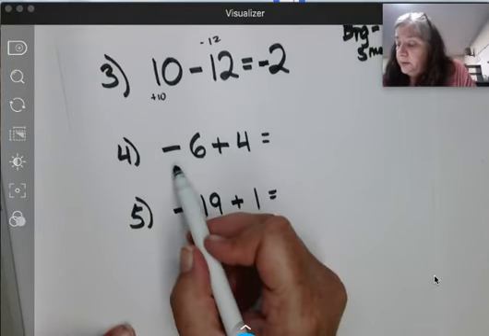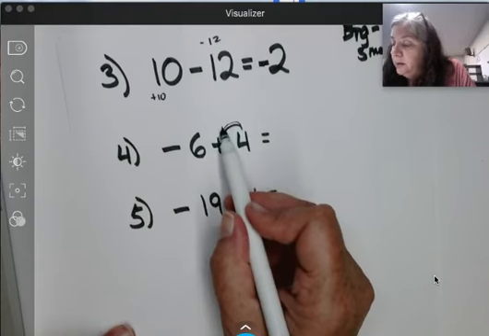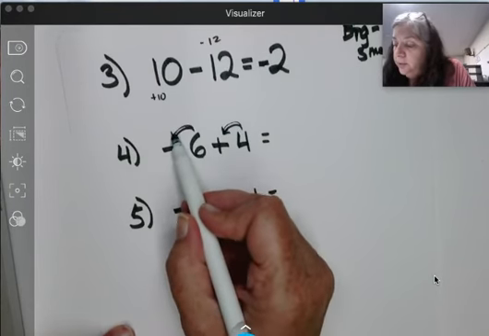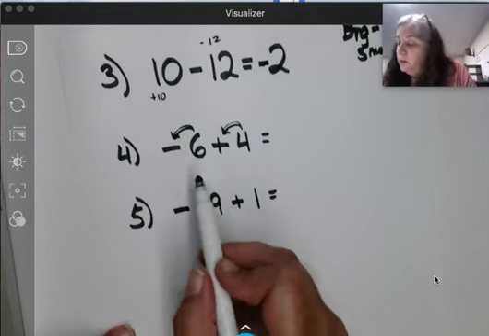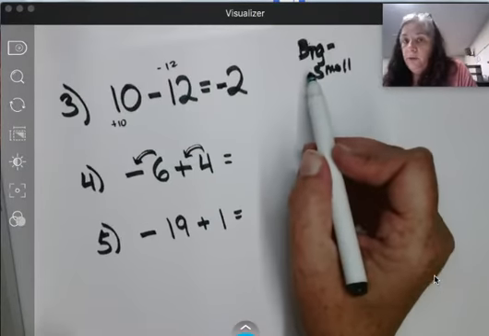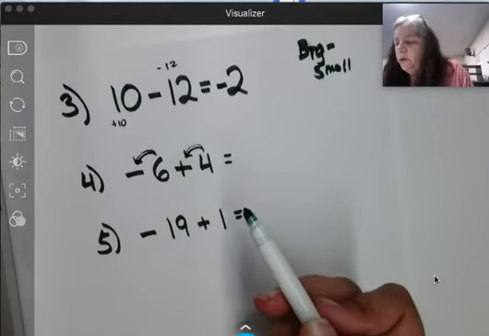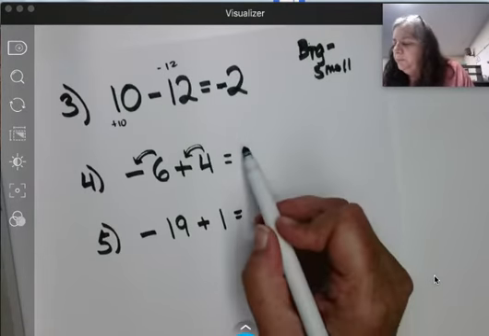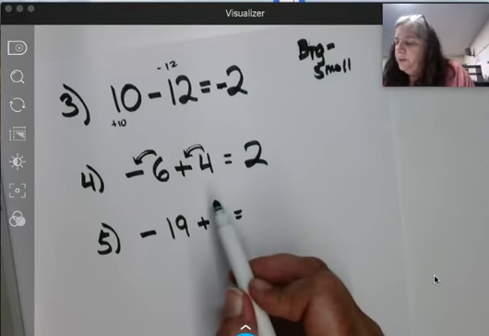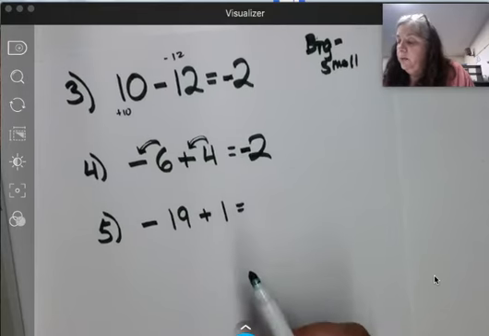Negative 6 plus 4. Clearly different signs. I don't care if it's plus or it's minus. All that matters is what sign is attached to each number. Okay, so this is a negative 6, and this is a positive 4. We're going to do big number minus small number, meaning if you don't care about the sign, 6 minus 4, that's 2. Which one was bigger? The 6. So the negative number wins.